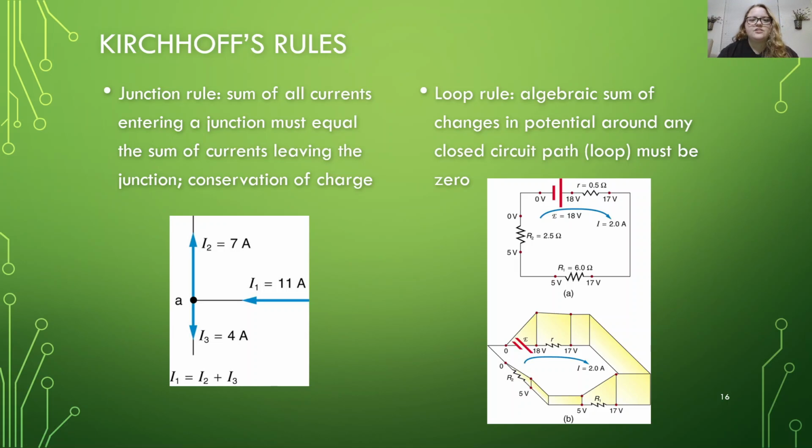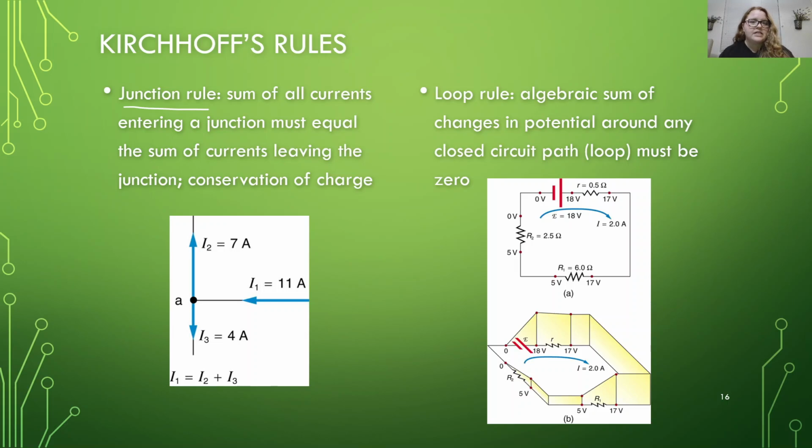All right, let's go ahead and start talking about the last part of this series, and we will start with Kirchhoff's laws, or rules, sorry. Now, I'm going to touch on this very briefly, and you won't be using this to calculate like it is in your book, but I just want to give you the information. So he has two rules, and the first one is the junction rule, which states that the sum of all currents entering a junction must equal the sum of currents leaving the junction.